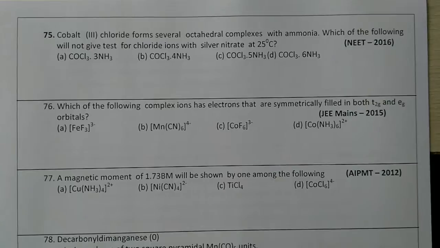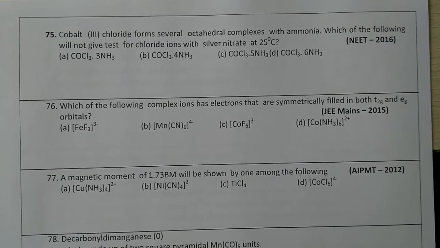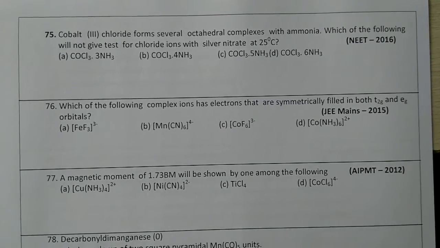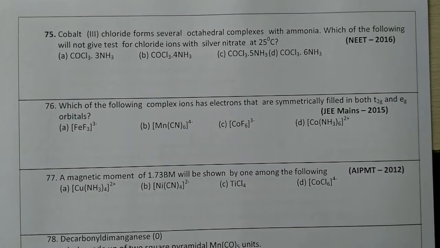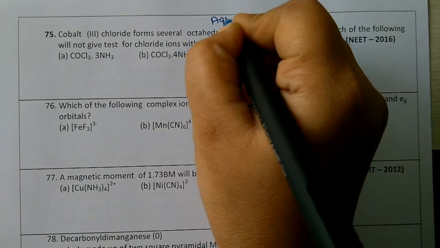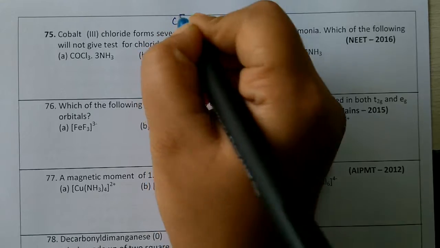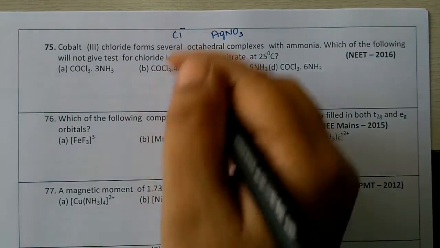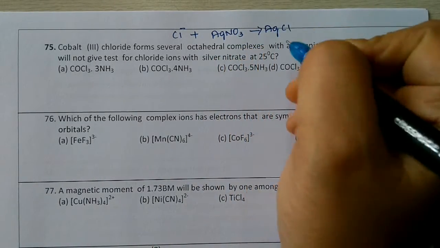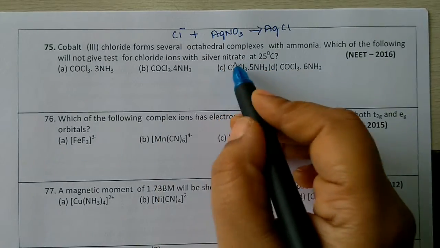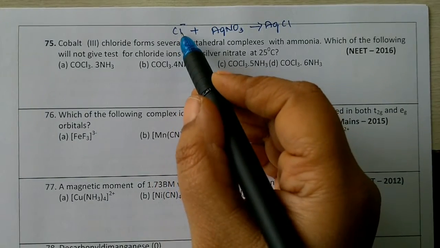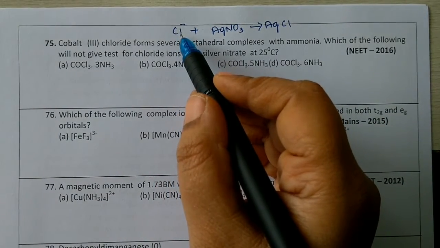Next question we'll move on to. Cobalt 3 chloride forms several octahedral complexes with ammonia. Which of the following will not give the test for chloride ions with silver nitrate? Silver nitrate is AgNO3. If our complex gives rise to Cl minus, then that Cl minus will combine with AgNO3 and form AgCl. This is the test with silver nitrate. It is a precipitate. Whichever compound will be having Cl as the counter ion.